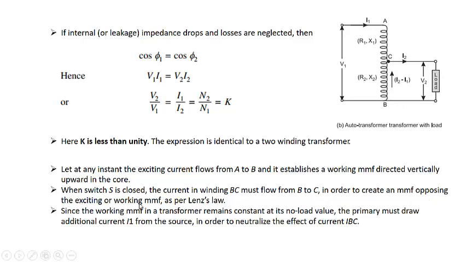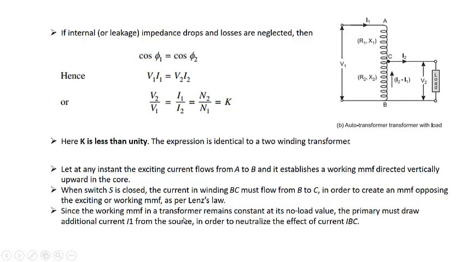In order to create the MMF opposing the exciting or working MMF as per Lenz's law, definitely if the current flowing in this winding is like this and the working flux is upward, then by Lenz's law the opposition will be in such a way that the flux will be downward. To create the flux downward, I2 has to be upwards in that case.